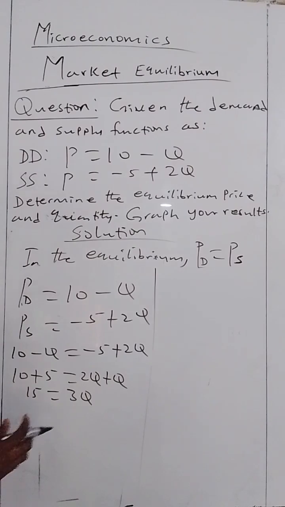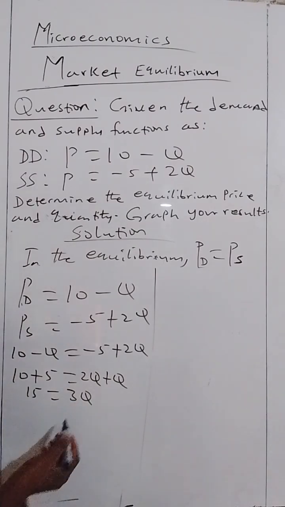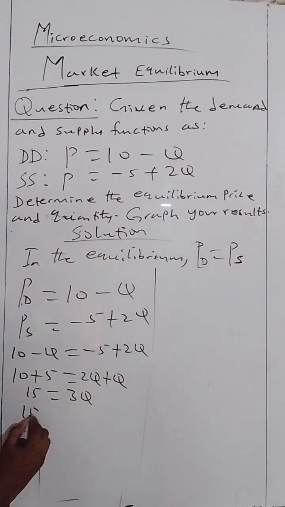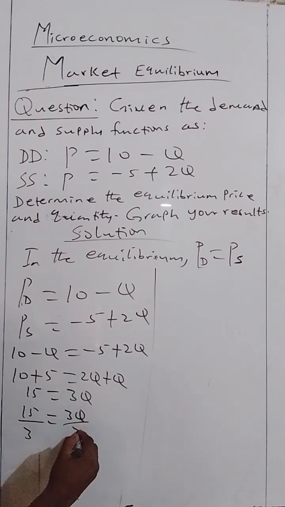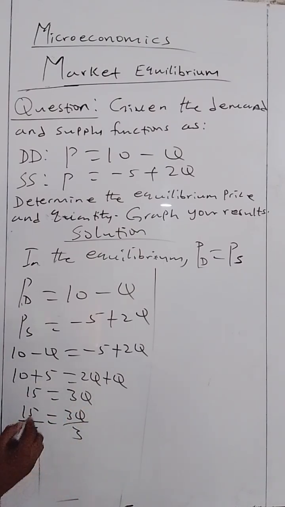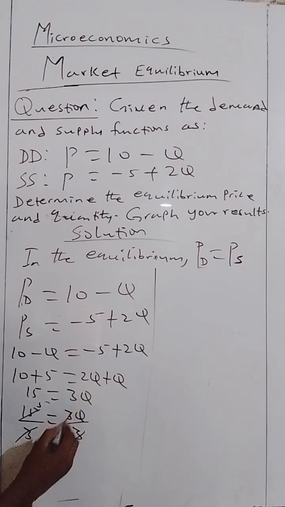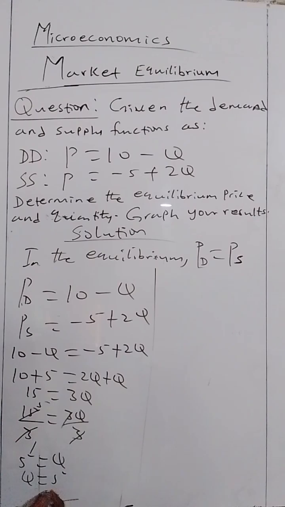The next step is to divide both sides of the equation by the coefficient of Q, that is 3. So we have 15 divided by 3 equals 3Q divided by 3. 3 cancels 3, so here we have 5 equals Q. That is, our Q is equal to 5. So this is the equilibrium quantity, which is 5 units.